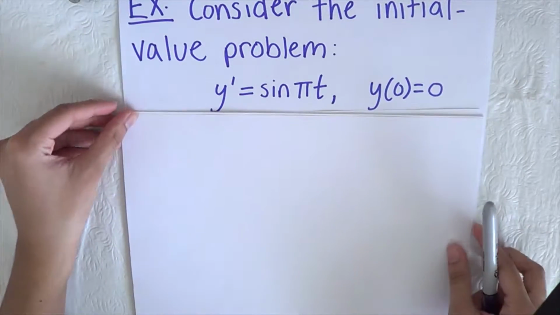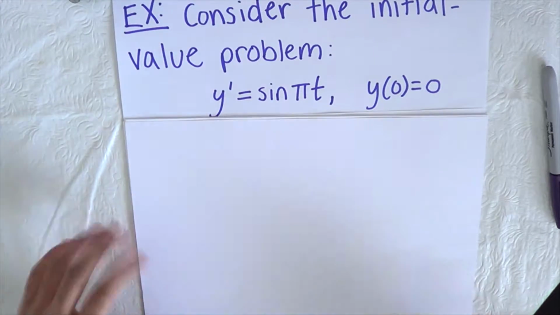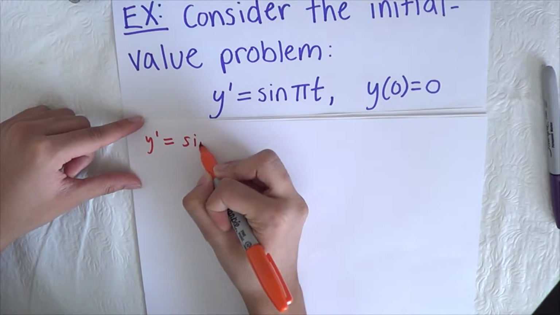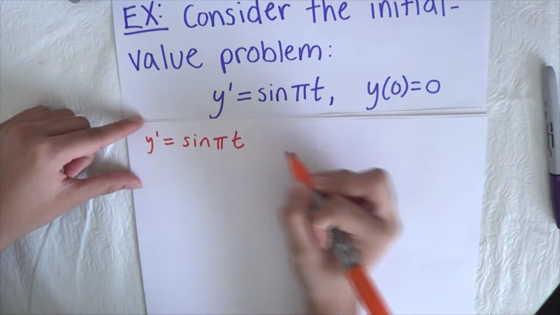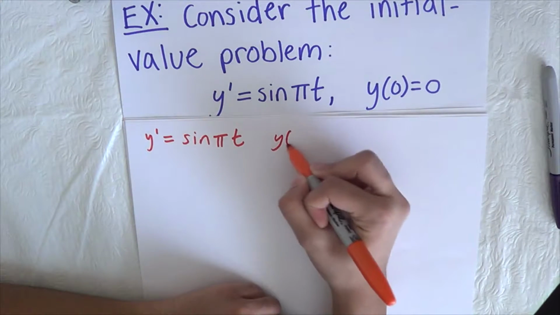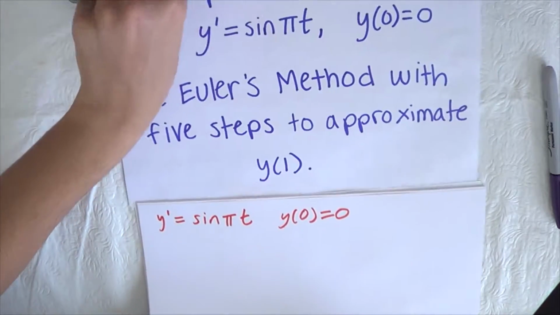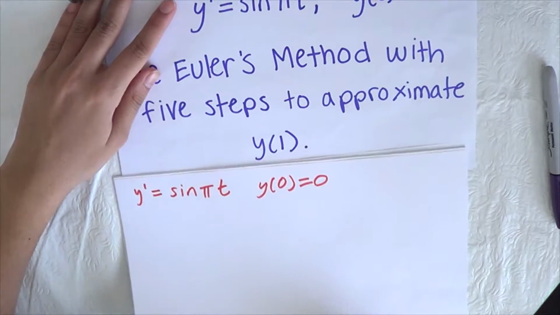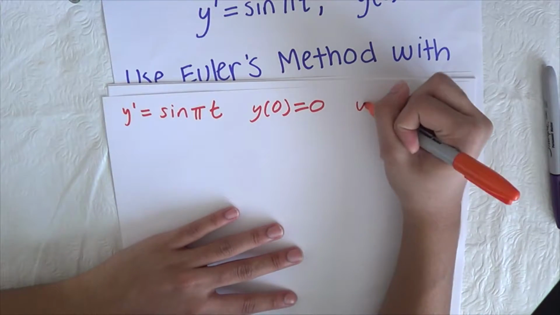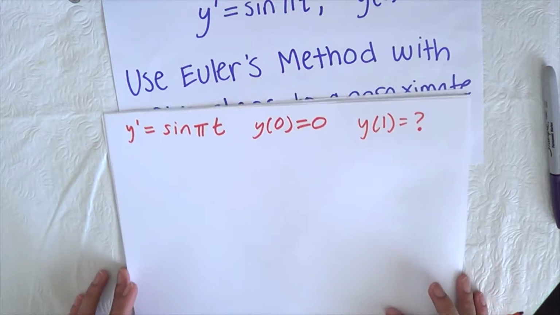So we know, let's use orange, our derivative function is y prime equals sine pi t. We know y of 0 equals 0, which is our initial point. And we know that we have to use 5 steps to approximate y of 1. So we're looking for y of 1, but we need to use 5 steps to do that. So how do we do that?